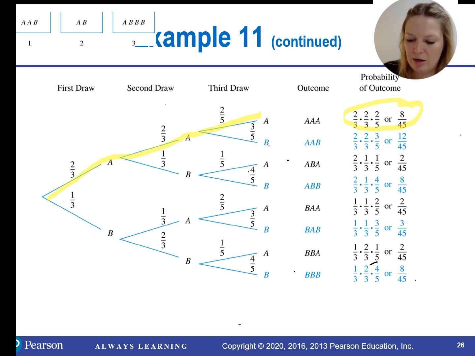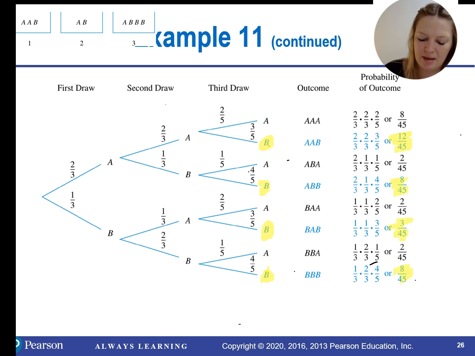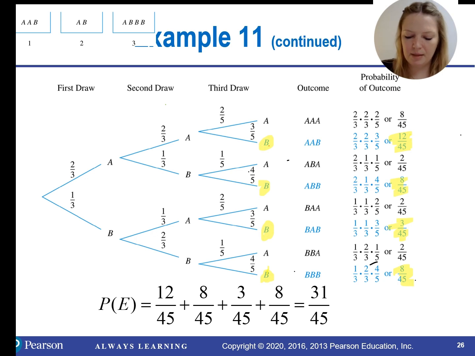So if we want to know the probability of getting a B as our final draw, that will be this outcome, this outcome, this outcome, this outcome. So to find the probability that we get a B as our final draw, we would find the probabilities of each of these branches of our tree diagram and then sum them together to have 12/45 plus 8/45 plus 3/45 plus 8/45, giving us 31/45.